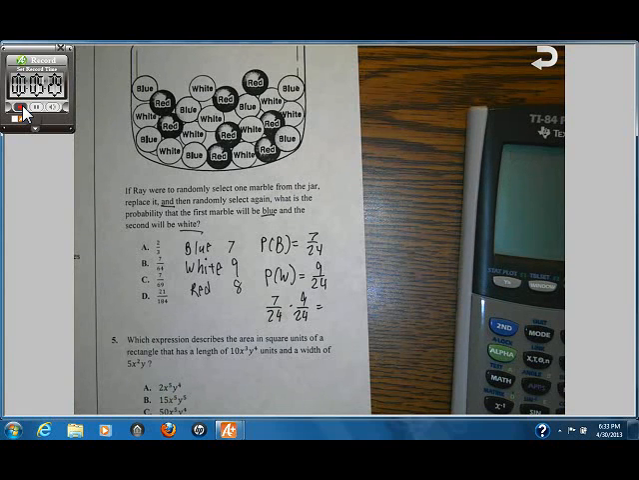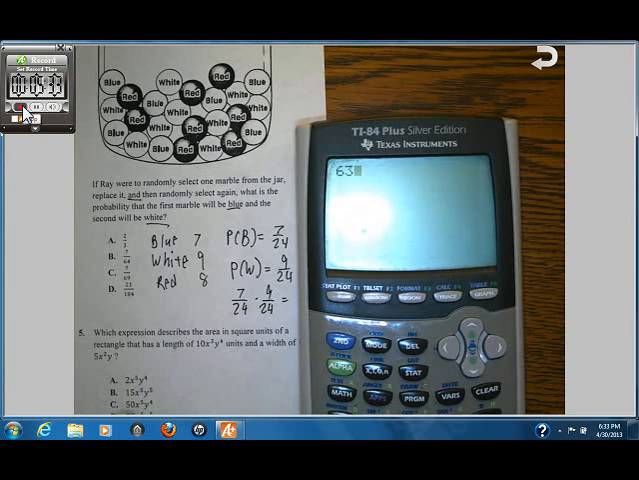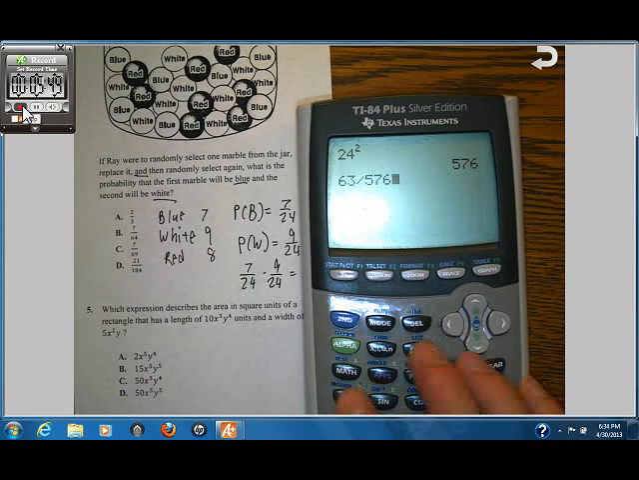So 63 divided by 24 squared. Actually, I'm going to go on ahead and do 24 squared first, 576. So we have 63 divided by 576. Now, since that is not one of my answer choices, I get to reduce the fraction. So 7 over 64, which is choice B.